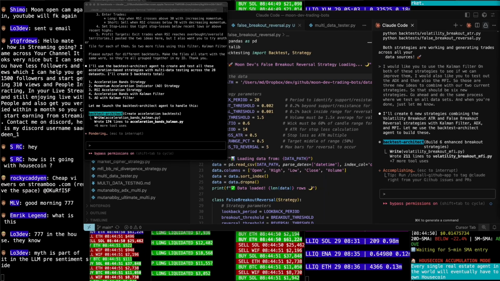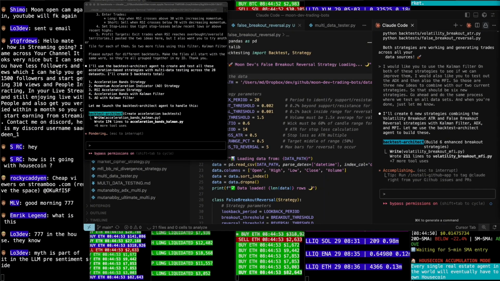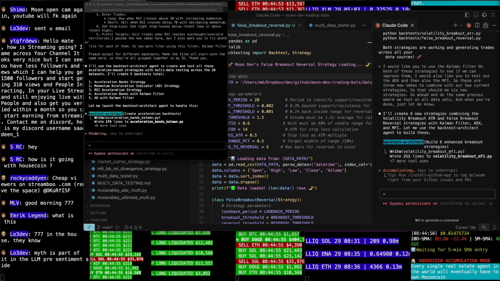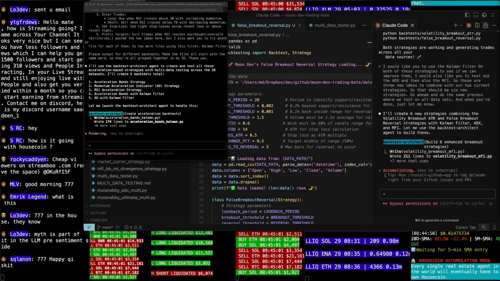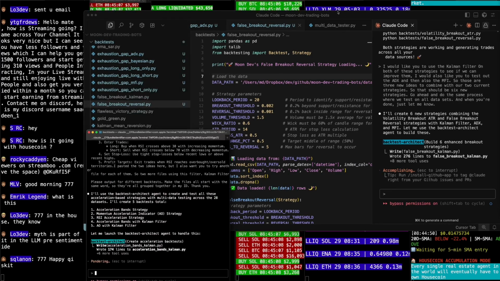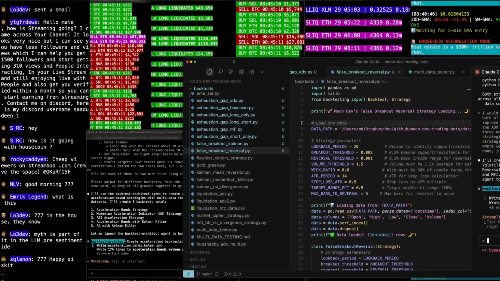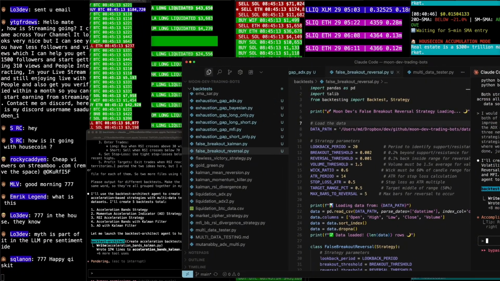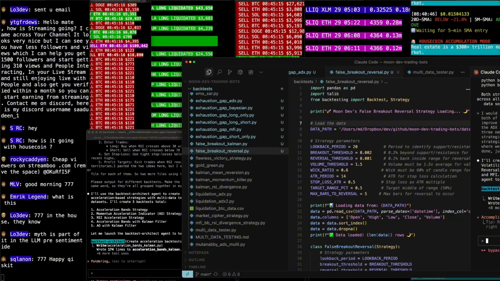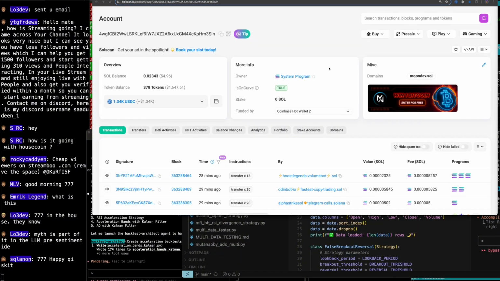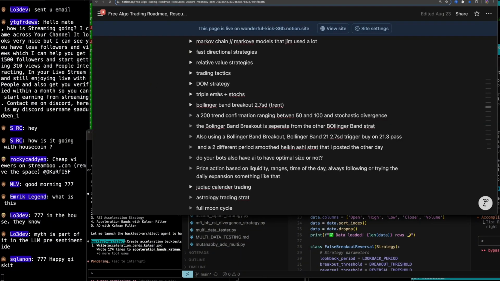Myth is part of it in the LLM pre-sentiment side. Let's keep looking through ideas here while this works. Okay, because we have 2 agents running. So let's go over here to our note sheet and just keep banging these out.